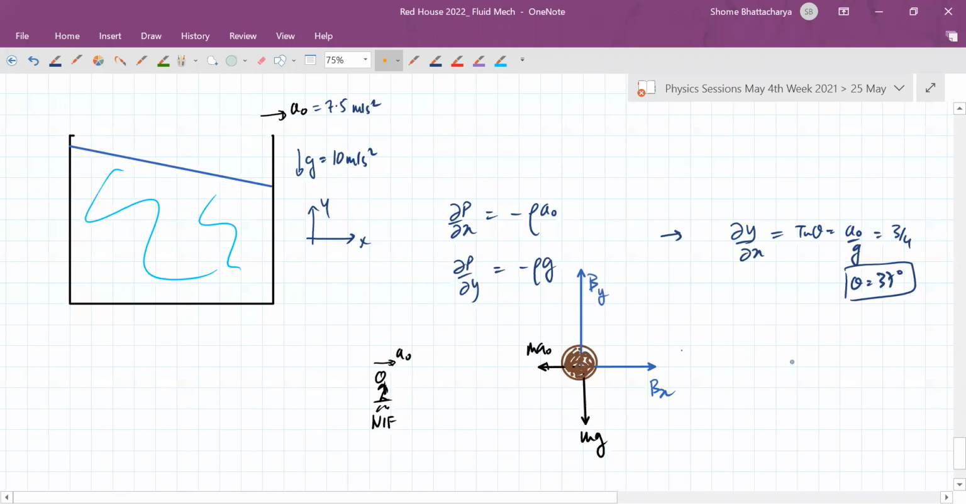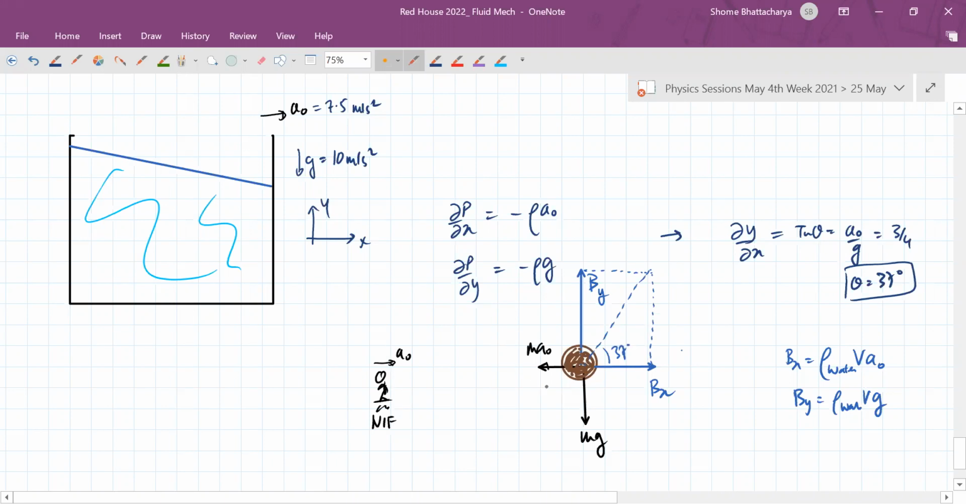Okay. So buoyancy's x component will be density of water into the volume into a naught, and buoyancy's y component will be density of water into V into g. So if you look at these, the resultant of these two will also act along the same line, 37 degrees to the vertical, as the resultant of the other two forces, mg and pseudo force, will act. So this angle you can see will be 37 degrees.